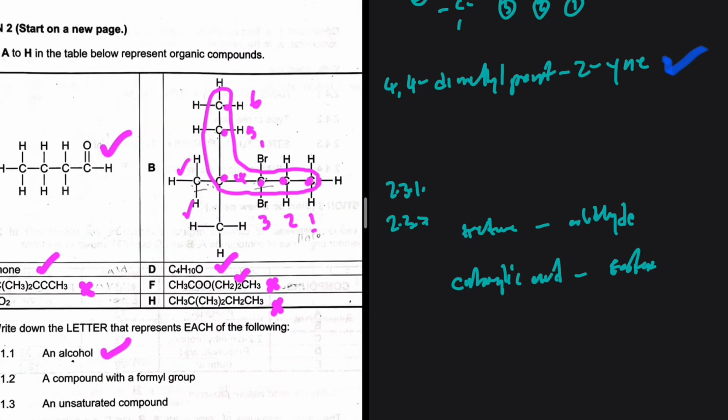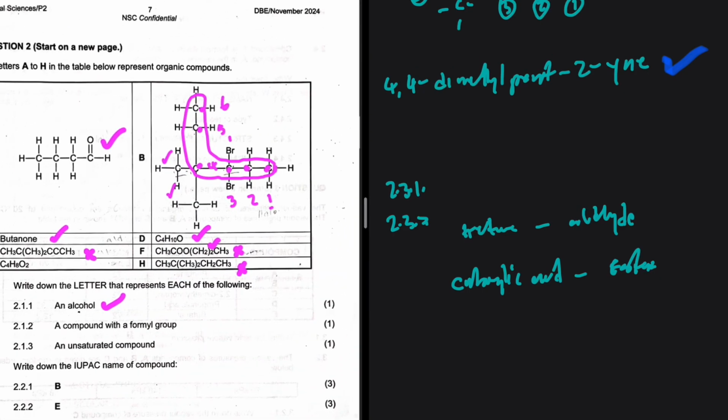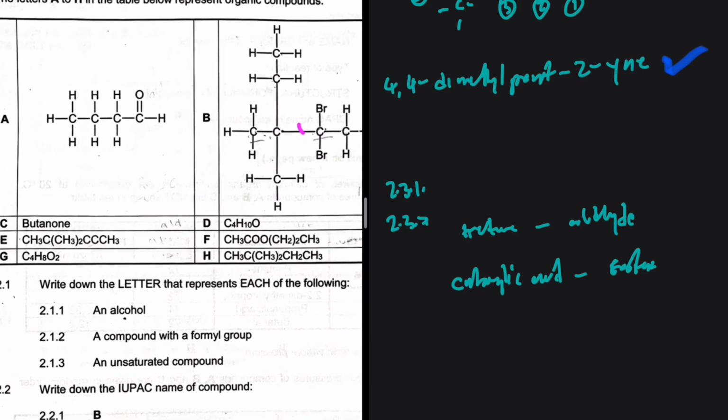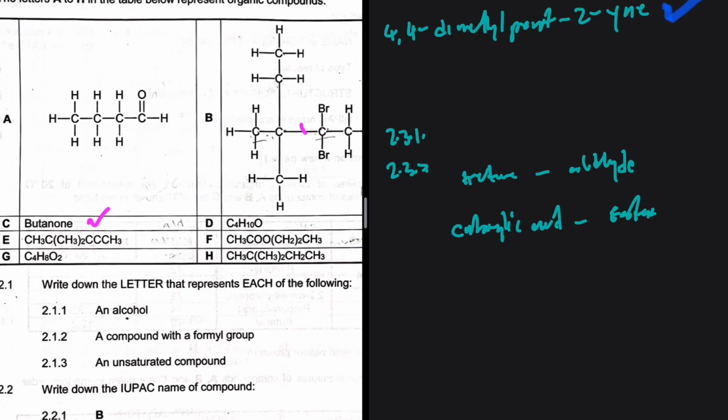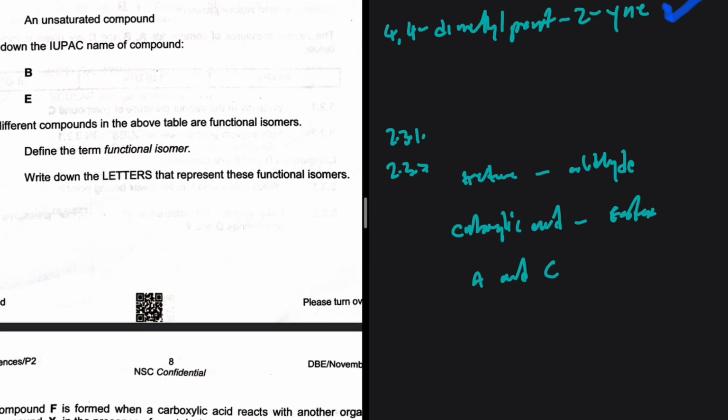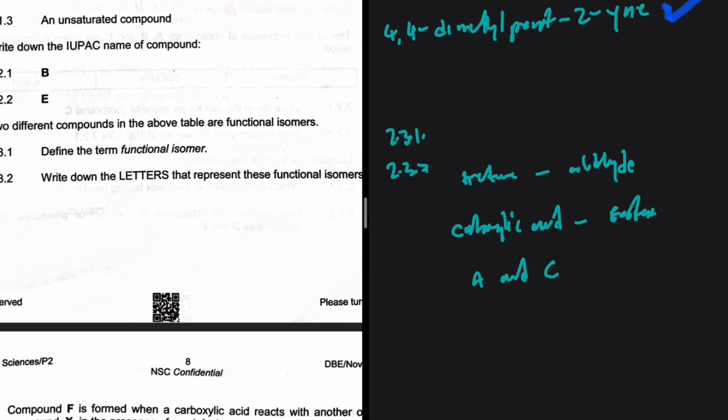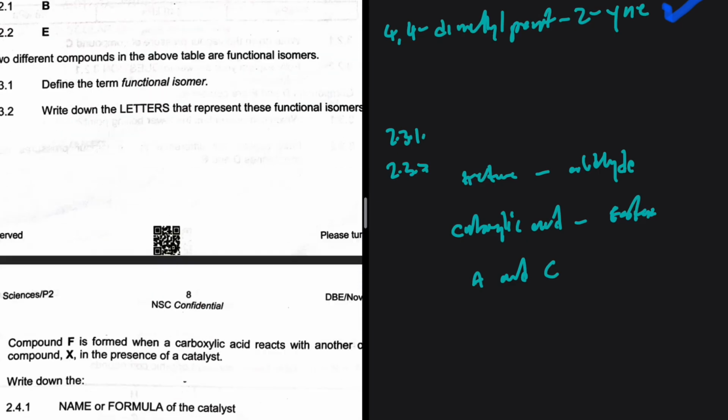So let's go back to our table and see what we can cook here. So compound A is an aldehyde, right? So if we have a functional isomer of that compound A, it should be a ketone with 4 carbons, right? As you can see, compound C is butanone. That is a ketone. So the answer to 2.3.2, we have A and C. Let's just verify that the question said letters. Okay, so letters that represent these functional isomers. So there we go. A and C are functional isomers.